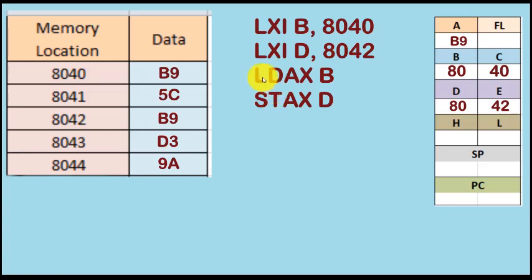When we consider LDAXB, the destination is register A, and with STAXD, the source is A. And only the A register can access this B and D pointer.